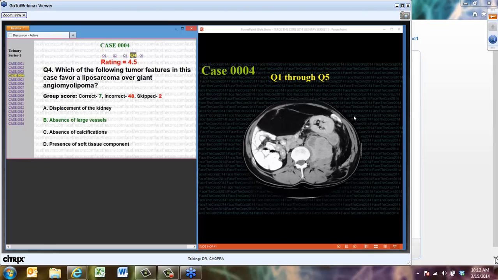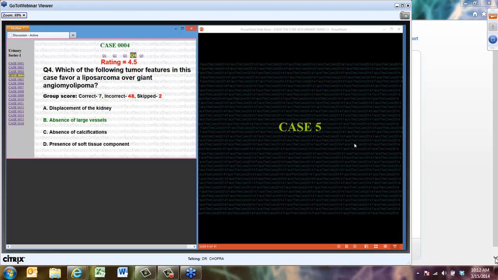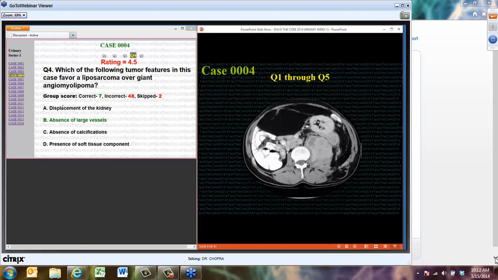They have these thin septations running through it, and that's okay, but there are no large vessels that you can see coursing through this, and that is the feature in this case that favors a liposarcoma rather than a giant angiomyolipoma. Calcifications do not matter. Angiomyolipomas do not calcify, but liposarcomas may or may not calcify. Presence of soft tissue component, you'll have fat and soft tissue in an angiomyolipoma as well as in a liposarcoma. Displacement of the kidney, depending on how big the tumor is, the kidney can be displaced by either of those, but no large vessels in liposarcoma.